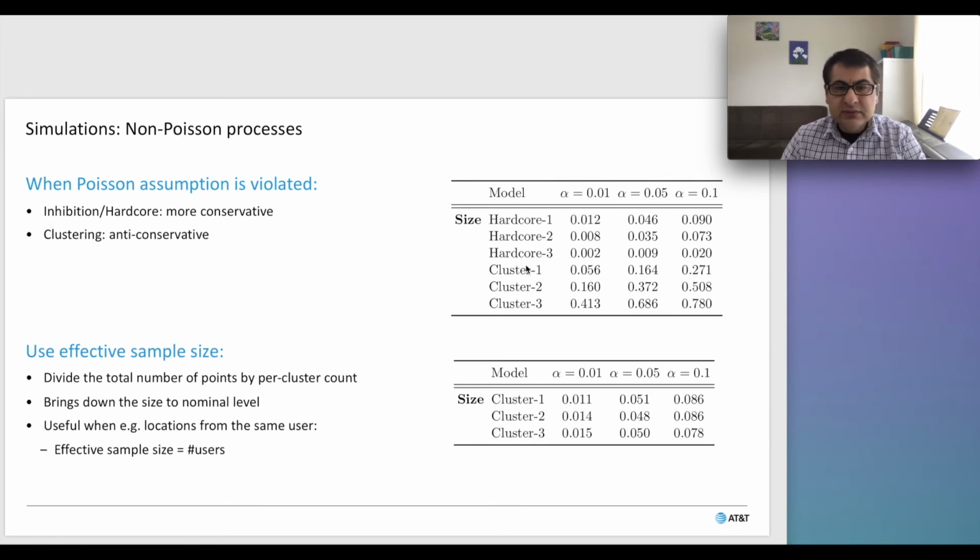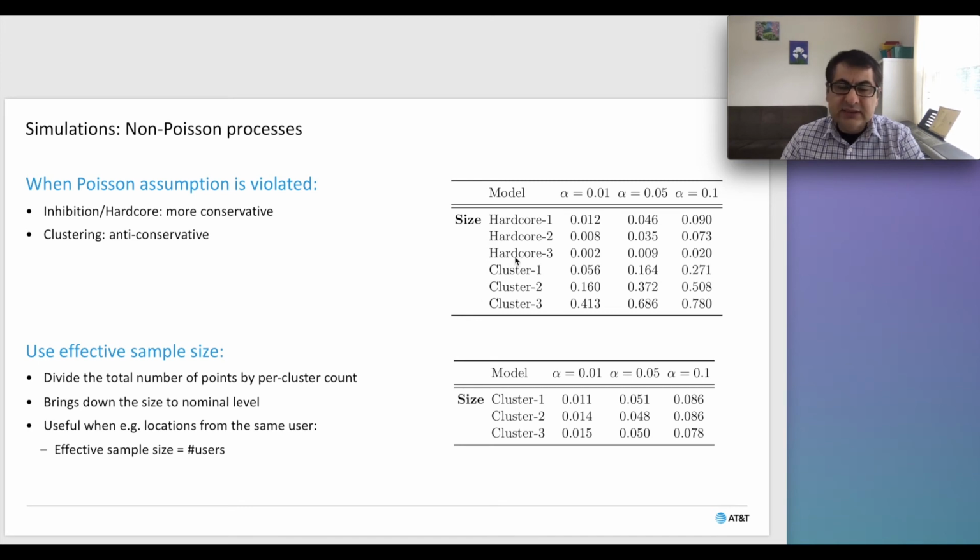Here on the right, we're looking at the size. There are two types of processes that we tested: the hardcore process and the clustering process. In the hardcore process, the idea is that the point pattern will have points no closer than a certain radius. As you go to a larger radius, denoted by 1, 2, 3 here, you see that as the radius involved in the hardcore process increases, our test becomes more and more conservative.